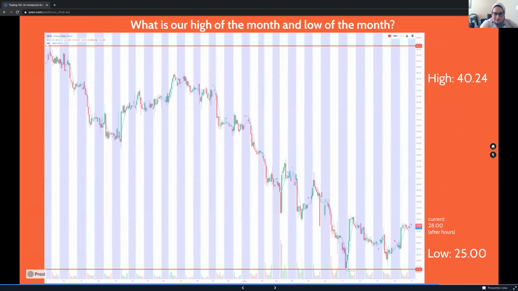So now we have to figure out what the high of the month is and what the low of the month is. This is really tiny, I tried my best to get you guys the screenshots, but if you're watching on a phone, you definitely can't see this, but you do have access to the presentation slides later, so don't worry.